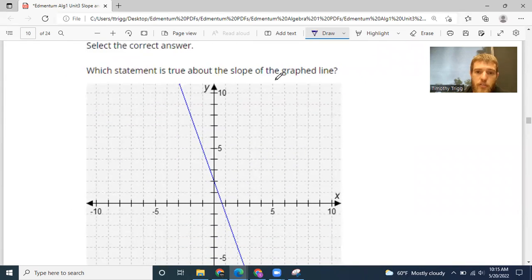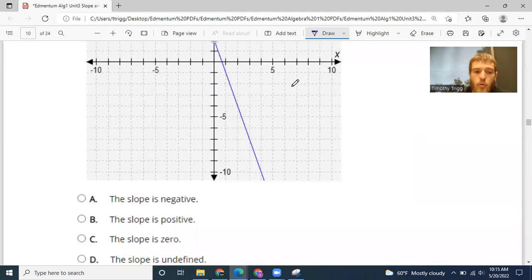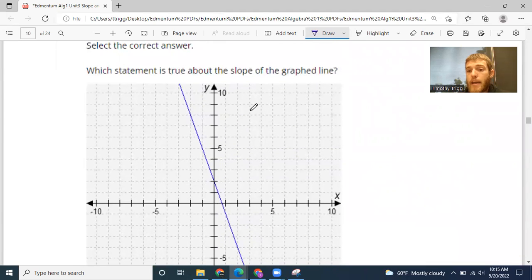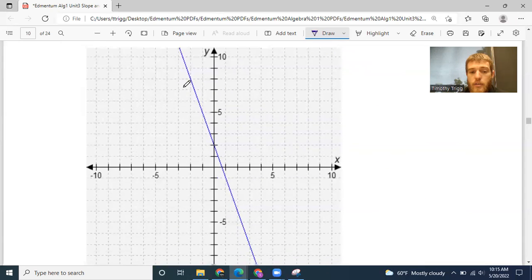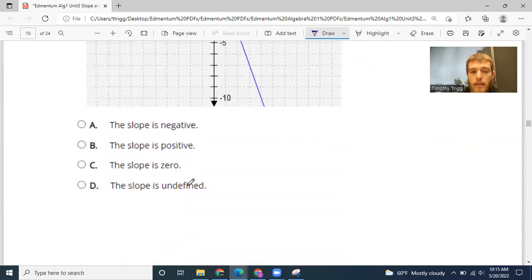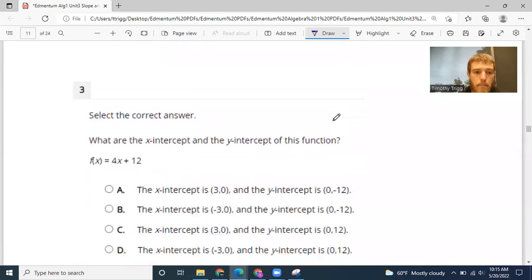Which statement is true about the slope of this graph line? So would this graph have a positive slope, a negative slope, 0 slope, or undefined slope? Well, it looks like you should know this one, I think. Give it a try.